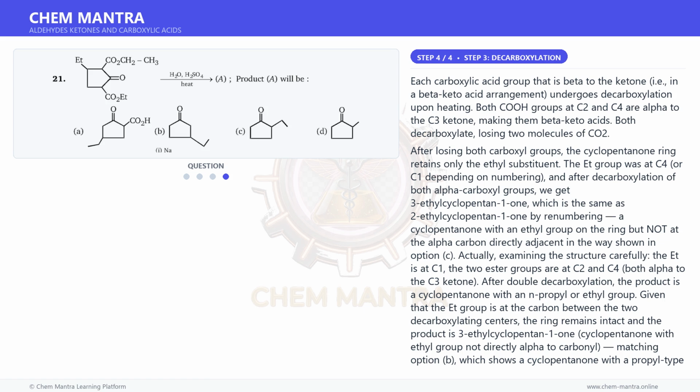Why other options fail? Option A retains a COOH group, meaning only one decarboxylation occurred, but both beta-keto acid moieties decarboxylate under these conditions. Option C shows the ethyl group alpha to the ketone, 2-ethylcyclopentan-1-one, which would require different connectivity. Option D shows a methyl group, but the starting material has an ethyl group, not methyl.